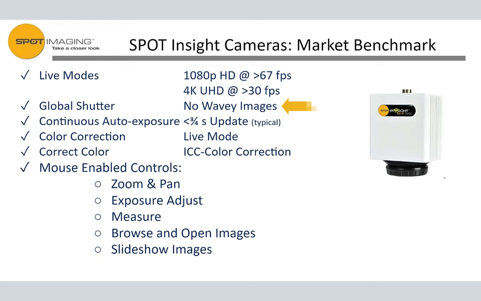Next thing is the global shutter. These cameras have a global shutter, which means every image is shuttered, every single pixel, all at the same time, and that's what gets rid of that waviness. They have continuous auto exposure. Generally, we're seeing less than three-quarters of a second, less than a half second update when you switch between objectives. They're fully color corrected in live mode using ICC color corrections. And enabled on the mouse are the zoom and pan, exposure adjust, the measure, the browse and open images, and slideshow.